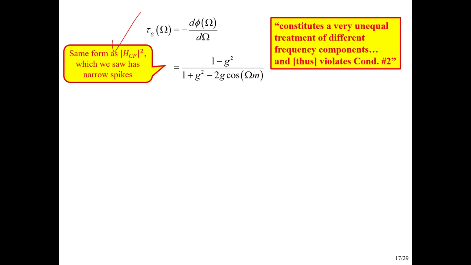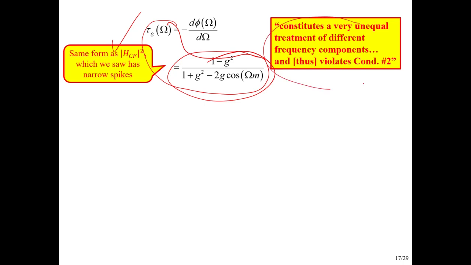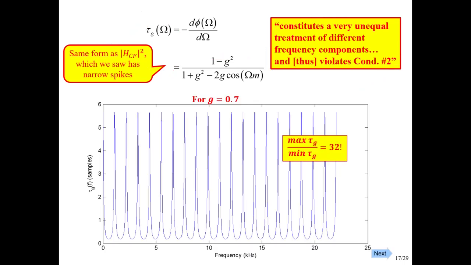And now we can see that by looking at the group delay, there is this kind of unequal treatment across frequency. And this is a direct quote from Schroeder's paper. This is his argument for why this doesn't meet condition number 2. And this is a plot of that group delay. And you can see it's got the same kind of nature of very sharp, widely spaced peaks in group delay that we saw in magnitude for the comb filter. Okay.